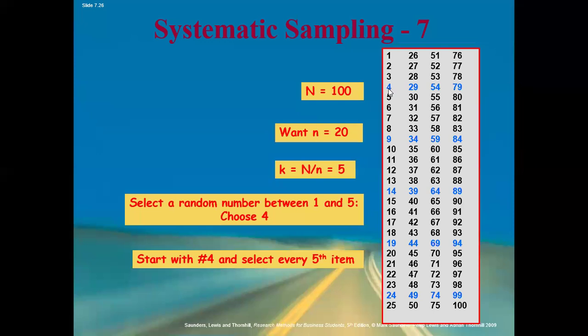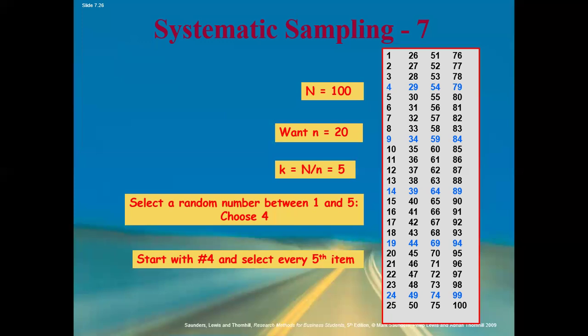You look at 4, 9, 14, 19, 24, like this. Look at the order. The systematic pattern is there.